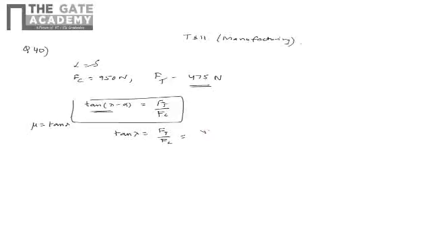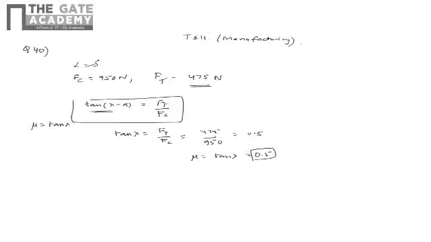The thrust force is 475 and cutting force is 950. So this value is basically 0.5, and tan lambda is 0.5. So mu, which is the coefficient of friction, is tan lambda, which is 0.5. So one of the answers is 0.5.